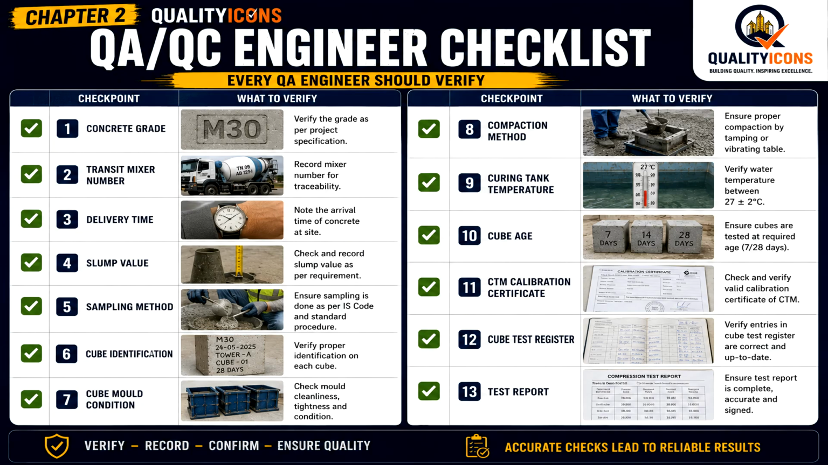Cube age. Ensure cubes are tested at the required ages: 7 days, 14 days, 28 days. CTM calibration certificate. Check and verify valid calibration certificate of CTM. Cube test register. For record purposes, verify entries in the cube test register are correct and up to date. Ensure the test report is complete, accurate and signed. This is called verify, record, confirm, ensure quality. Accurate checks lead to reliable results.